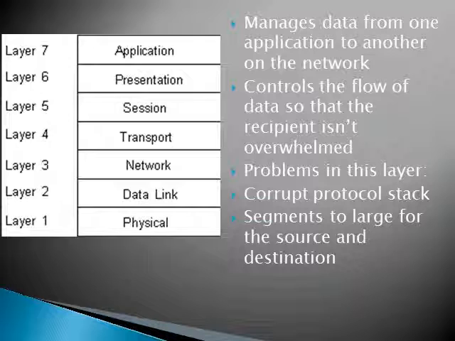This layer also manages data from one application to another on the network. It controls the flow of the data so that the recipient isn't overwhelmed. It basically stops the user from having a traffic jam with data. Some of the problems in this layer are a corrupt protocol stack and segments that are too large for the source and the destination.